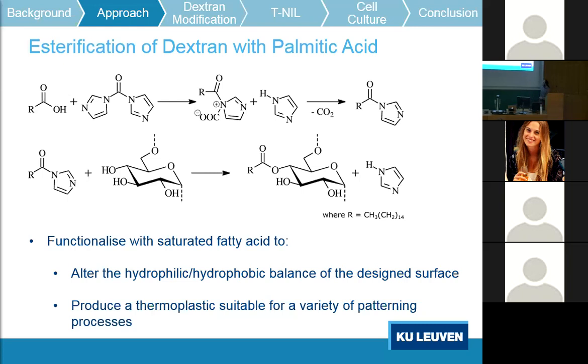And the first is to alter that hydrophilicity or hydrophobic balance of the material itself and thus a surface designed with it. And dextrin on its own natively is a rather hydrophilic material, so water will wet it very well. But also the introduction of palmitic acid onto these molecules produces a thermoplastic material. And this is effectively a material that you can melt and set into a structure. And this allows it to be suitable for a variety of patterning processes that we will see later.